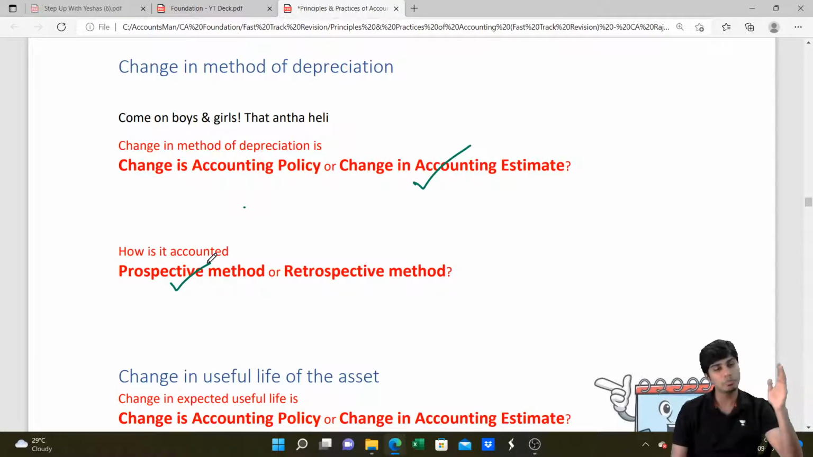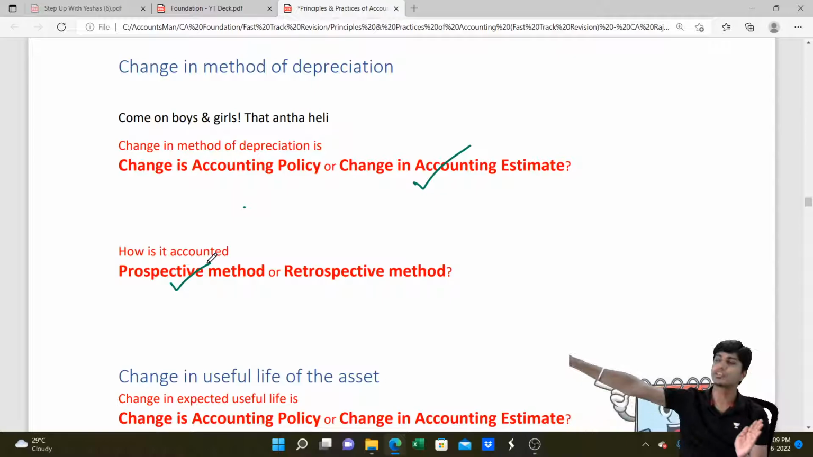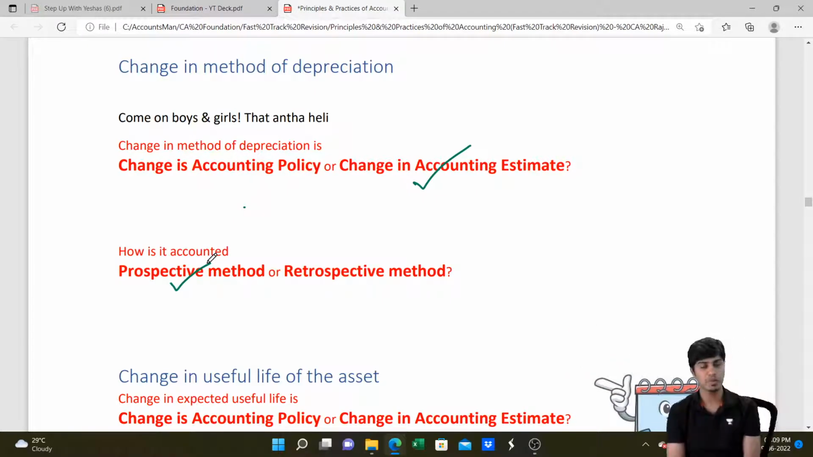You are going to follow WDV from this year, and after charging depreciation on SLM in the previous year, whatever was the closing value will become the starting point on which WDV depreciation will be computed for the rest of the remaining useful life. You get this? That is the prospective method.